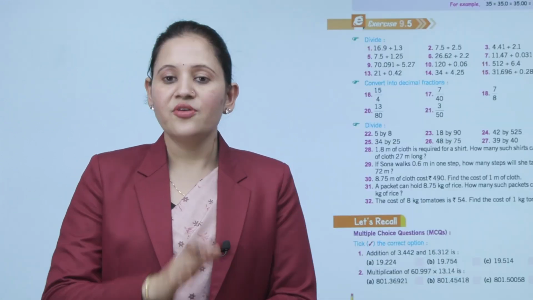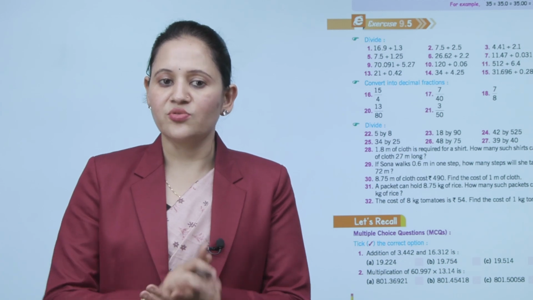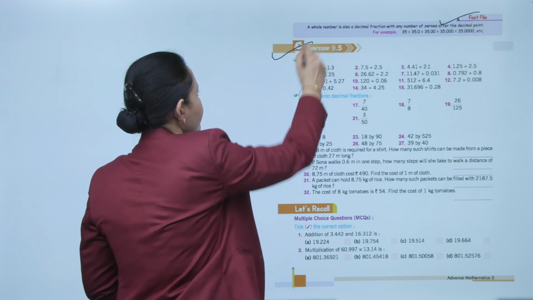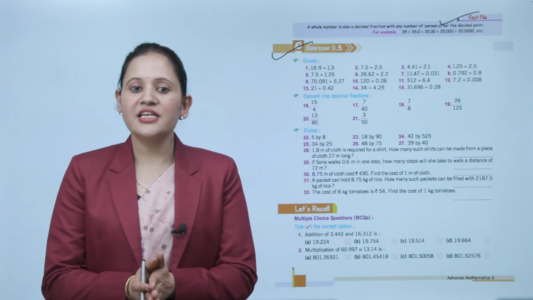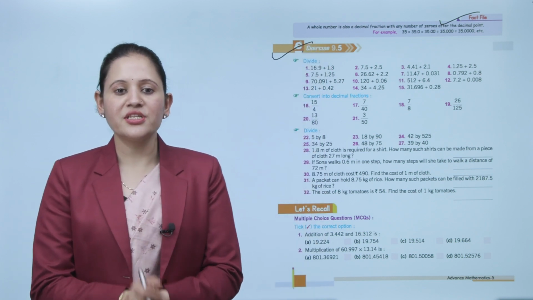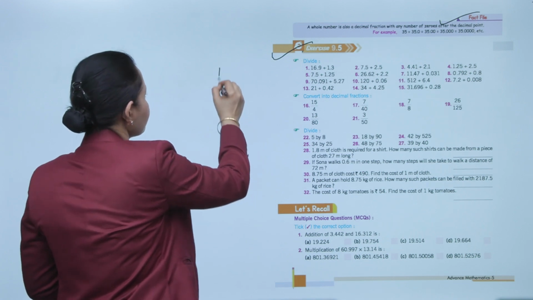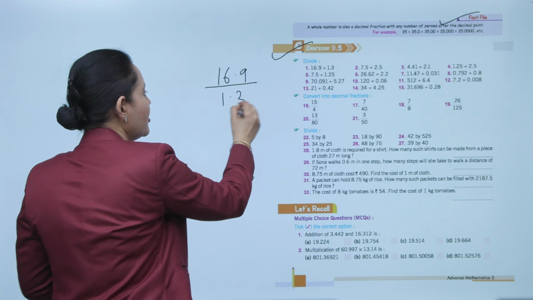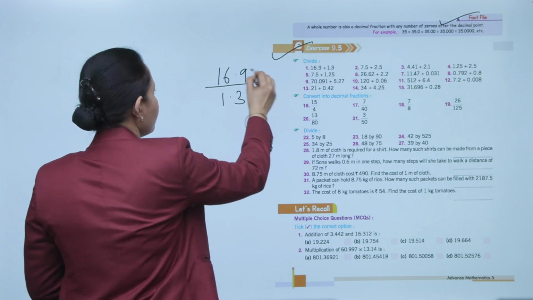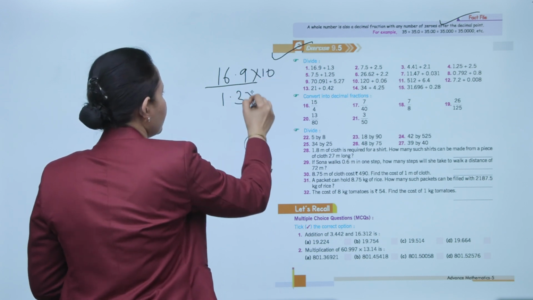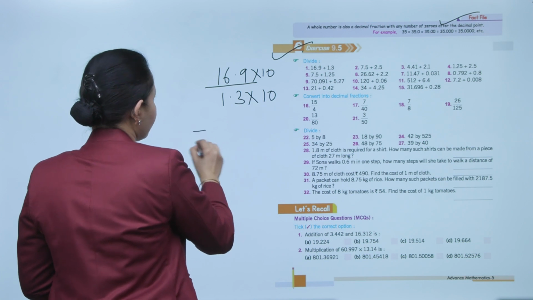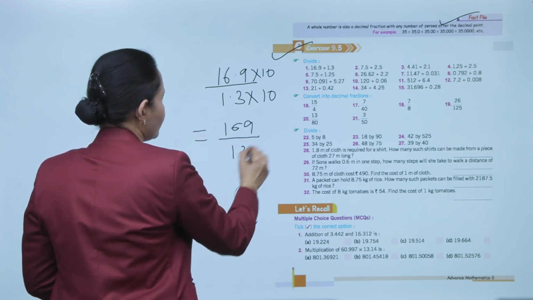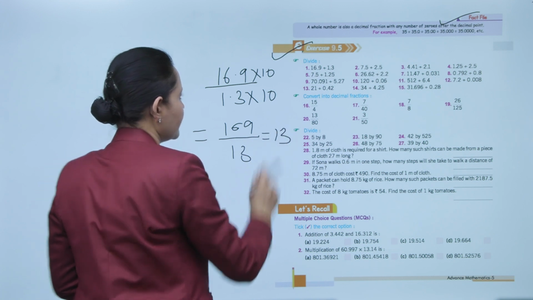After the decimal, we can add as many zeros. Next is exercise 9.5. Divide 16.9 by 1.3. Both are decimal numbers, so multiply both numerator and denominator by 10. So it becomes 169 divided by 13. So the answer will be 13.